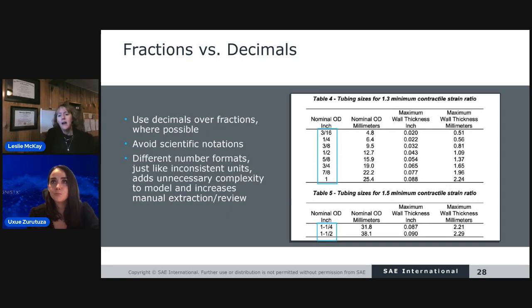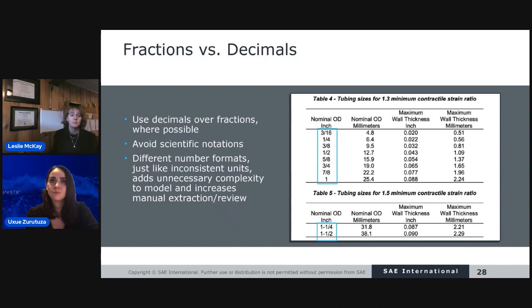So I also noticed many of our standards have a mixture of fractions and decimals. I tried to find a better example than this one, because I know that when people think of tubes, they think of a 1/4-inch tube as 1/4, or a 1/2-inch tube as 1/2. Like, those are what you see. That's what you're used to, at least in the States, when you're thinking of the size of a tube being defined by an inch.